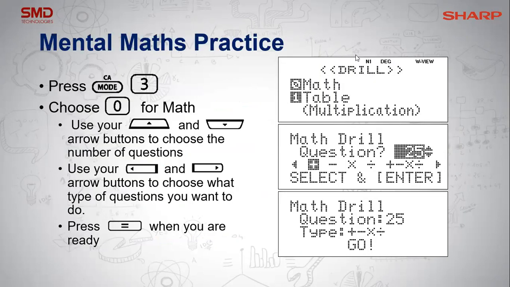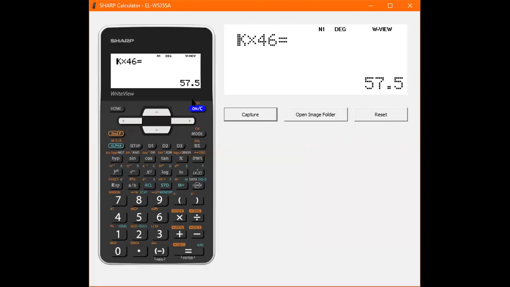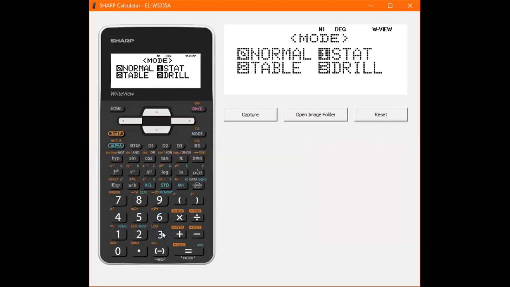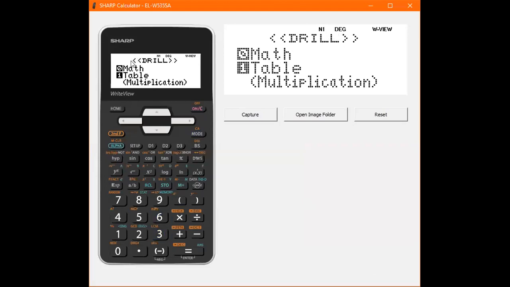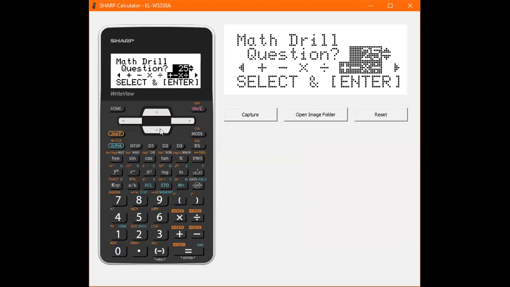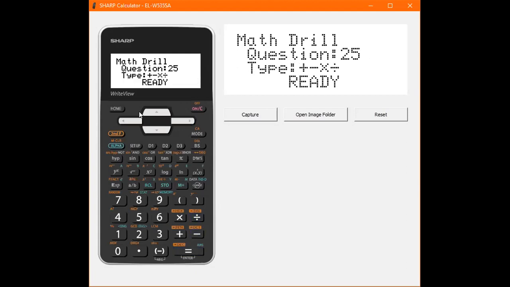Now, I'm going to harp on mental maths quite a bit today, so I just want to show you our very cool drill function. If you haven't seen it, it's very nice. If you press 0 for math, you will see that you have an option of 25, 50, or 100 questions using your up and down arrow keys. And if we go from left to right, you can choose the type of questions that you are doing. From grade 6 and upwards, you should be able to do a mixed bag of questions, and it's very good for them to be able to switch between the different calculations.